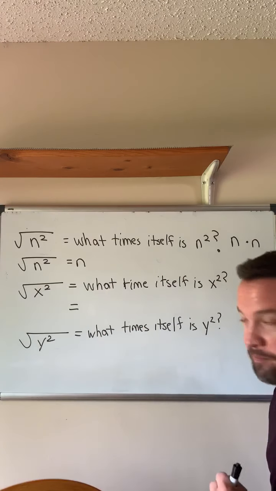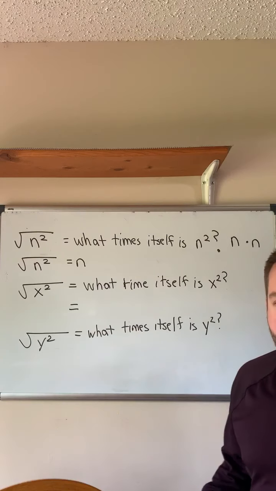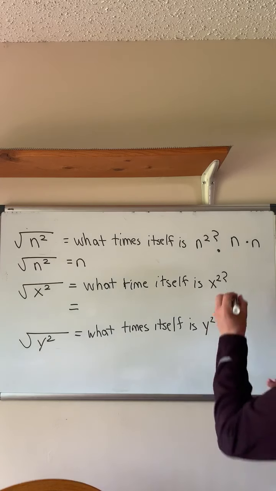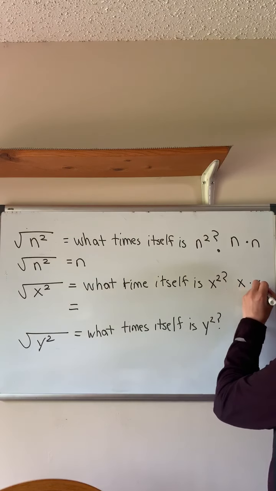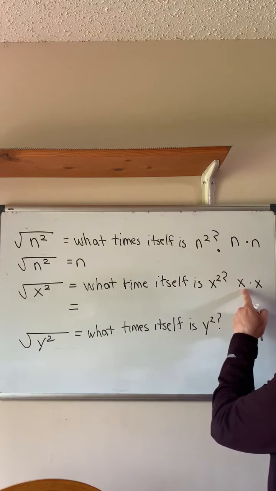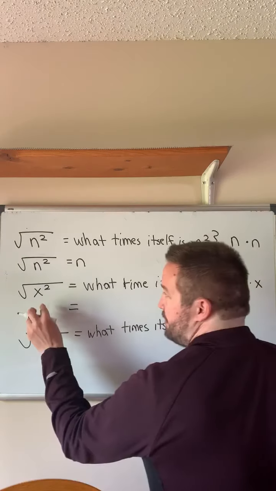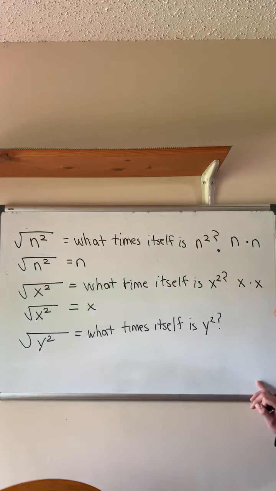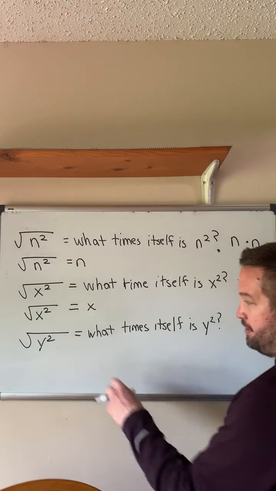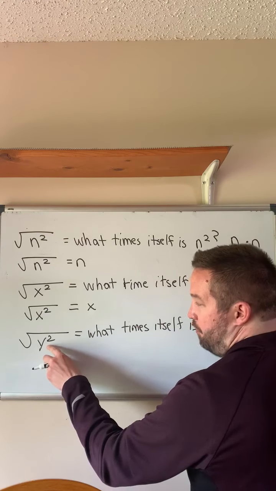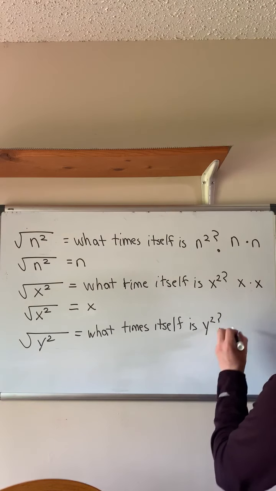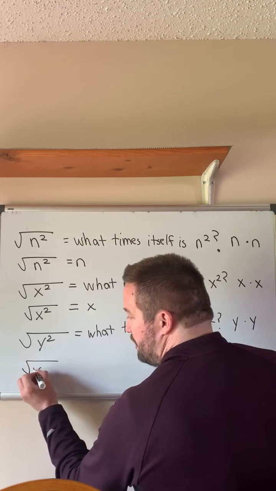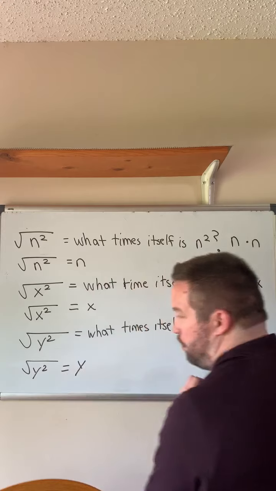N. Okay? Now, if we look at the square root of x squared, well, we ask what times itself is x squared. So we have x times x. Well, if it's x times x, we're squaring just an x. So the square root of x squared is just x. And maybe you're already seeing the pattern. Awesome. So what is the square root of y squared? What times itself is y squared? So I'm going to have y times y. So the square root of y squared is y.